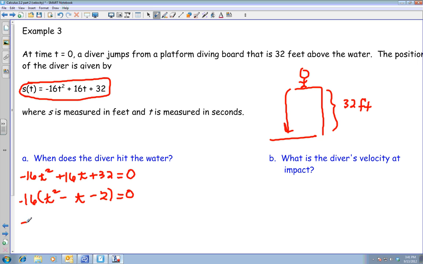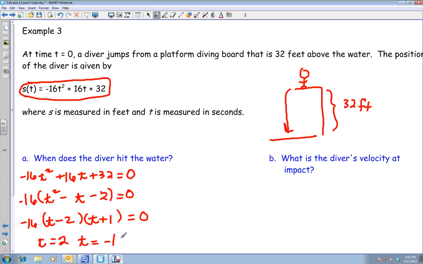So now I can factor that, negative 16. I need factors of 2 that when I subtract them I get 1. So t minus 2, t plus 1. So t has to be 2, or t can be negative 1.